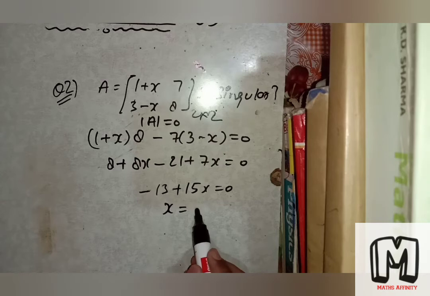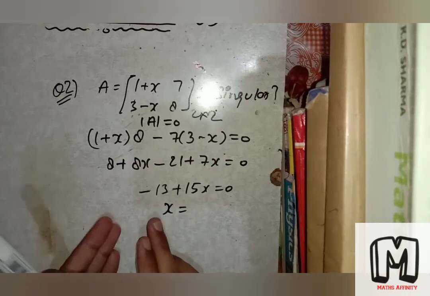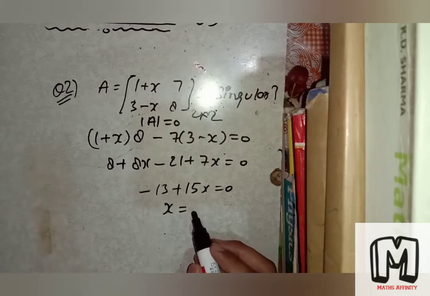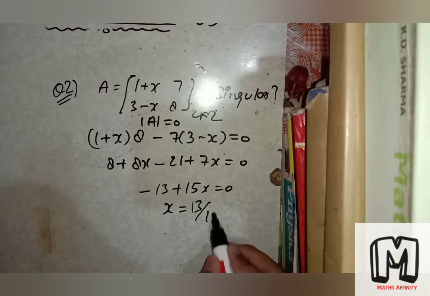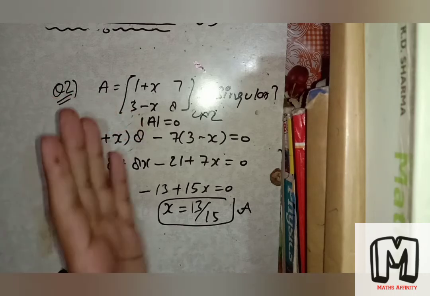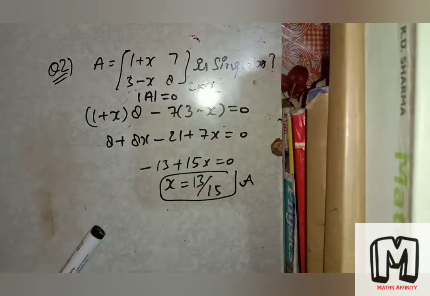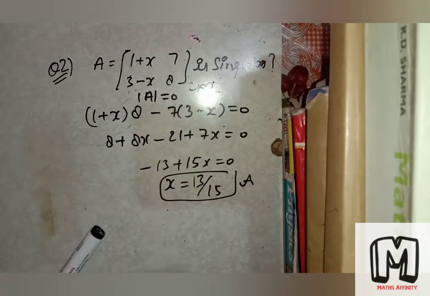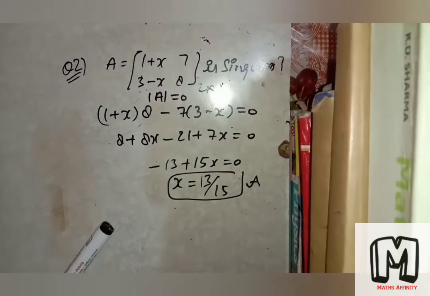So value of x comes, 13 comes this side to become positive. Value of x comes 13 by 15, and that is your answer. Means the value of x equal to 13 by 15, we have to put here that the matrix is singular matrix. Okay, so I'm giving one question in your homework, so you must solve it and send your answer in comment section.